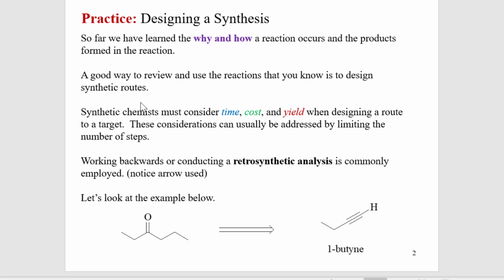So design is a really interesting thing once we can start talking about it, and now we can because you guys have a lot of reactions under your belt. We've done a lot of chemistry now. Let's have some practice now thinking like an organic chemist. I want to introduce a new arrow to you. This is called the Retrosynthetic Arrow. It means think backwards from. That's literally what it means, is think backwards from.